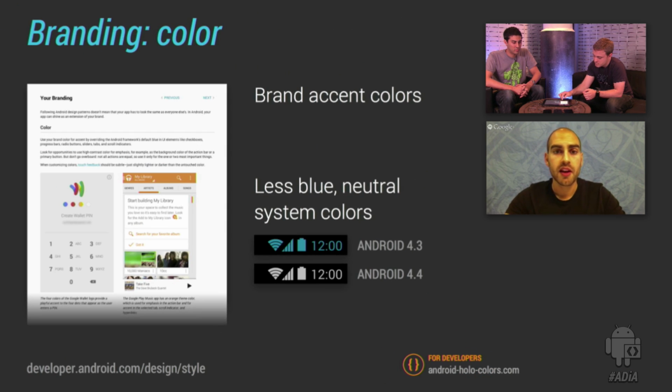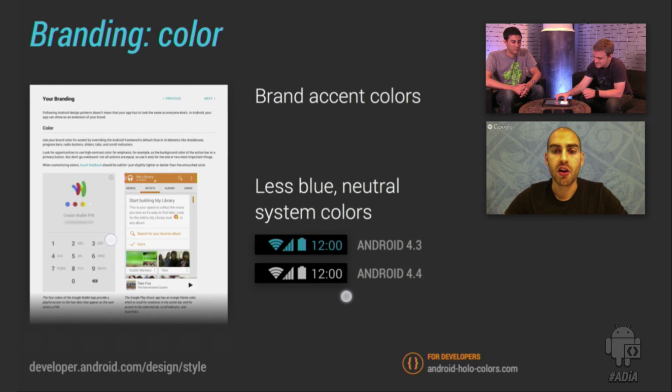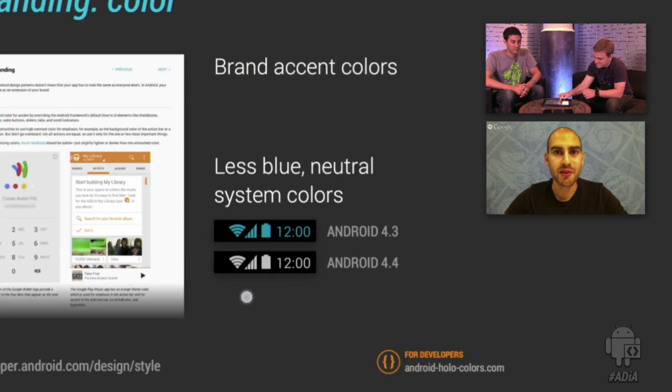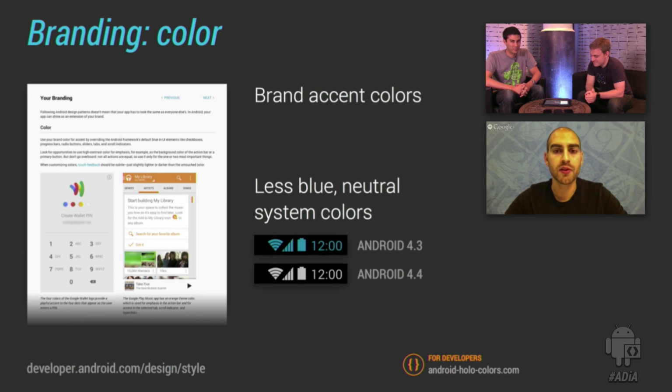So yeah, and as before, the idea of this is really to allow you to bring your own personality to the app. As we've called out here on the slide, there are some tools out there such as androidholocolors.com, which will help you to marry the Holo visual theme, the look and feel of the buttons and checkboxes and so forth, with your own brand accent colors.